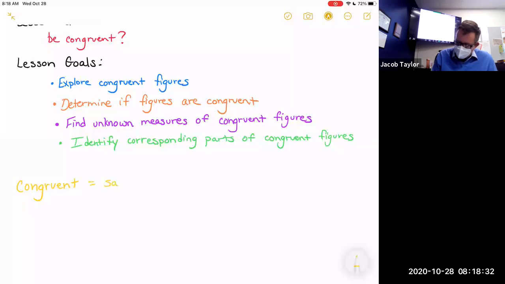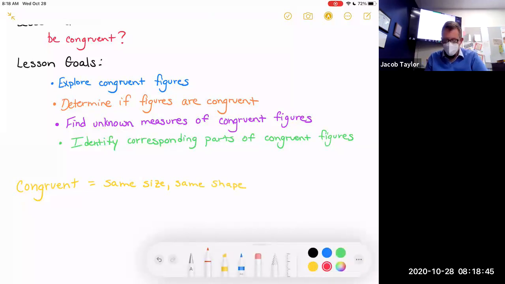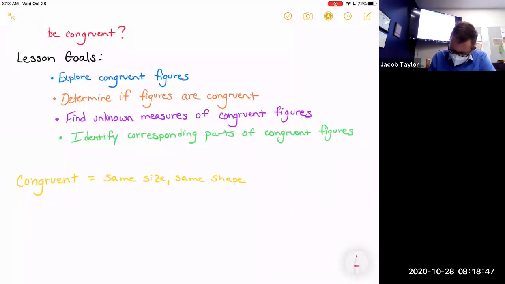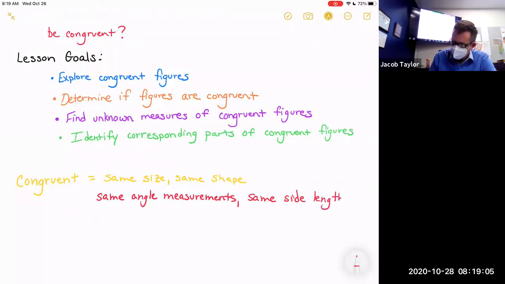Congruent means same size, same shape. And if you want to give the technical geometry book definition, Emily's is probably more correct. Same angle measurements. That's what gives you the same size. Same, no, I got that backwards. Same angle measurements is the same shape. Same side lengths gives you same size.